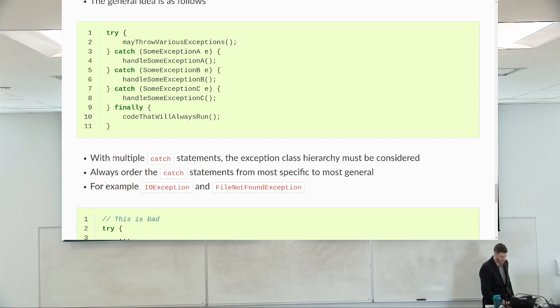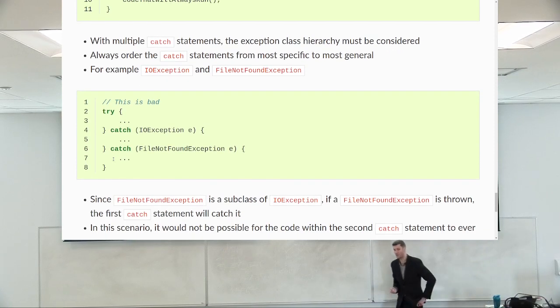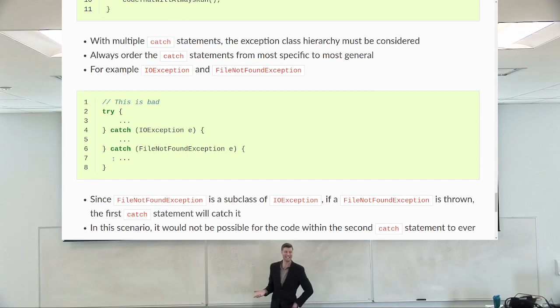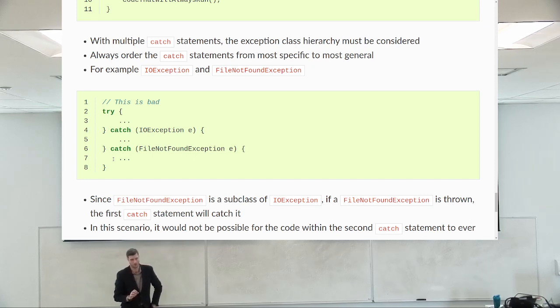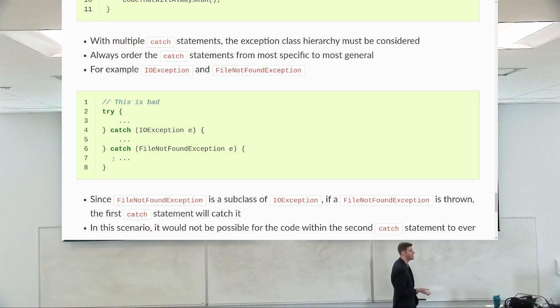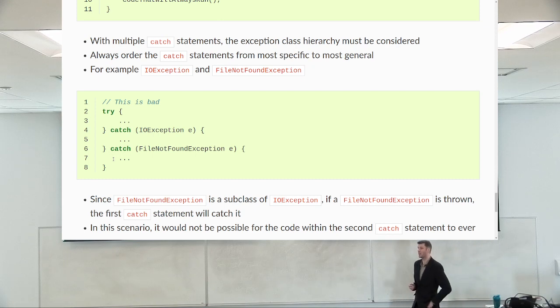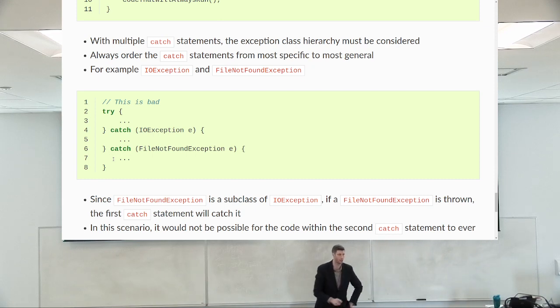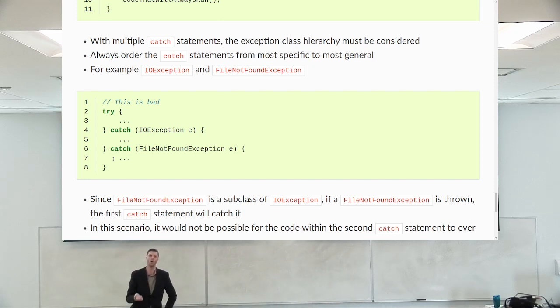Do note, however, that exceptions fall into the class hierarchy. Remember, everything is a subclass of object. But under that, we have Throwable, and under that, we have Exception, and under that, we can have a RuntimeException. We can also have IOExceptions, and a subtype of an IOException is a FileNotFoundException. This is just one particular example to highlight the importance of being aware of the class hierarchy with exceptions and how we order them.